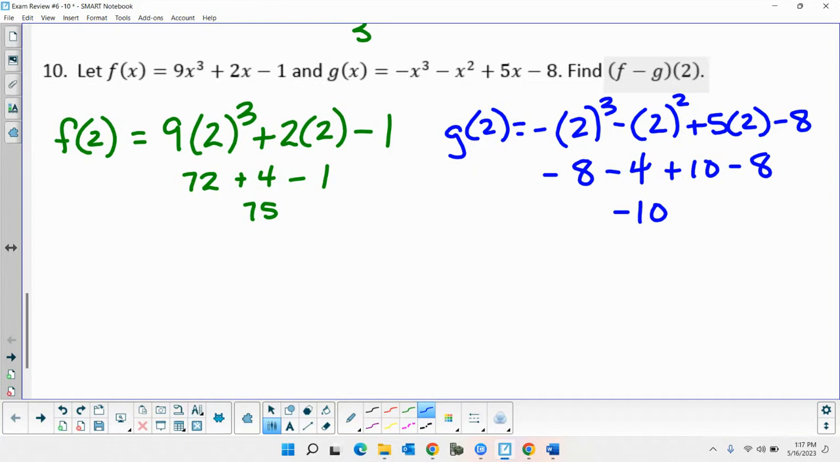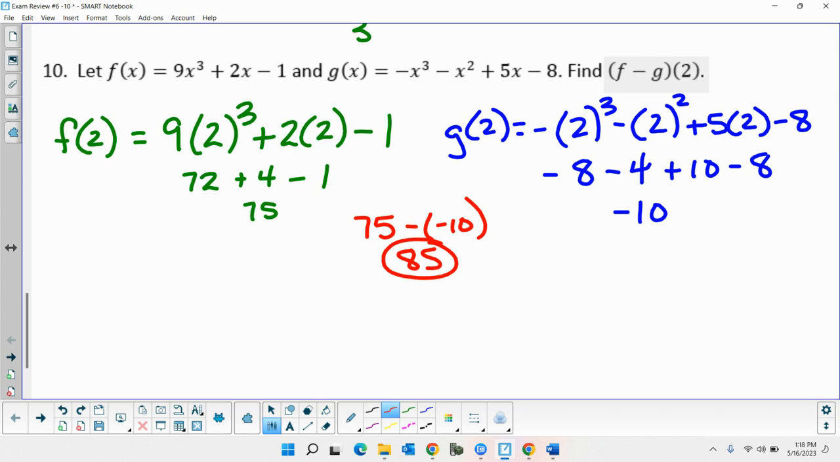So, what do I do with those 2 answers? Subtract them. Why subtract? Because it says it right there, right? It says f minus g, right? So 85 is the correct answer. Yes. Carter, did you get that? I got 65.